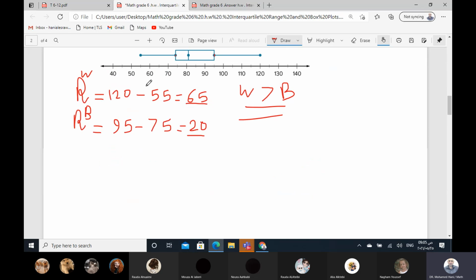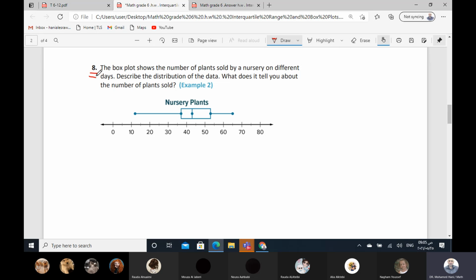Okay, the second exercise. Exercise number 8. Who can read exercise number 8, please? Mister, can I read it? Yes, please. The box plots show the number of plants sold by anniversary on different days. Describe the distribution of the data. What does it tell you about the number of plants sold? Okay, thank you, Moza. I want from all to read the question again, then try to describe the variation here. You have 3 minutes. Start, please.